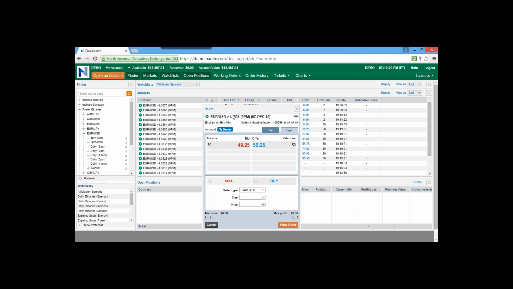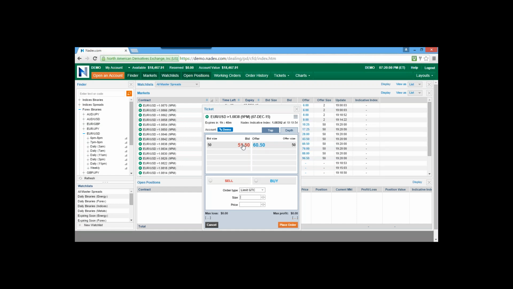If I say yes, I believe this is a true statement. I believe the euro dollar will be greater than 1.0838 by 9 p.m. I think yes, true. Then I want to buy it. The offer side right here is the buy side, because I think this will happen. If I think no, I don't think this will happen, I think the euro dollar will be less than 1.0838 by 9 p.m., I think the statement's false, I don't think it'll happen, then I'm going to sell it. So I'm basically saying yes to buy, no to sell.